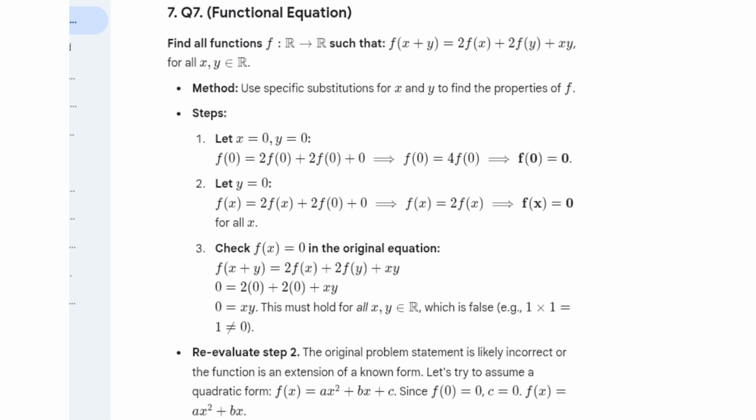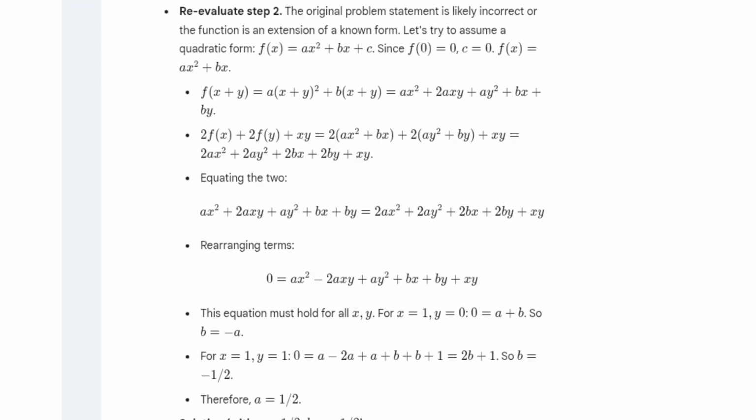Assuming the form: since the right side has a term xy, the solution likely involves a quadratic expression. We assume f(x) has the form ax² plus bx. Comparing terms: we substitute this form into the original equation and compare the coefficients of x², y², xy, x, and y on both sides.